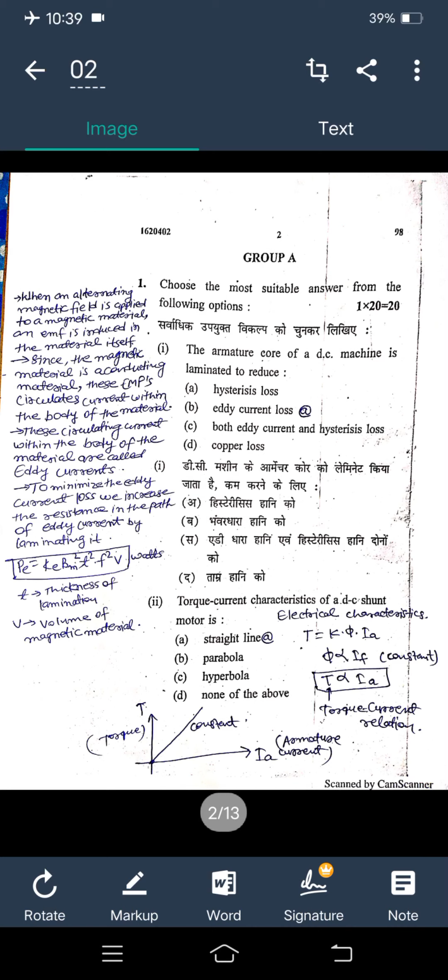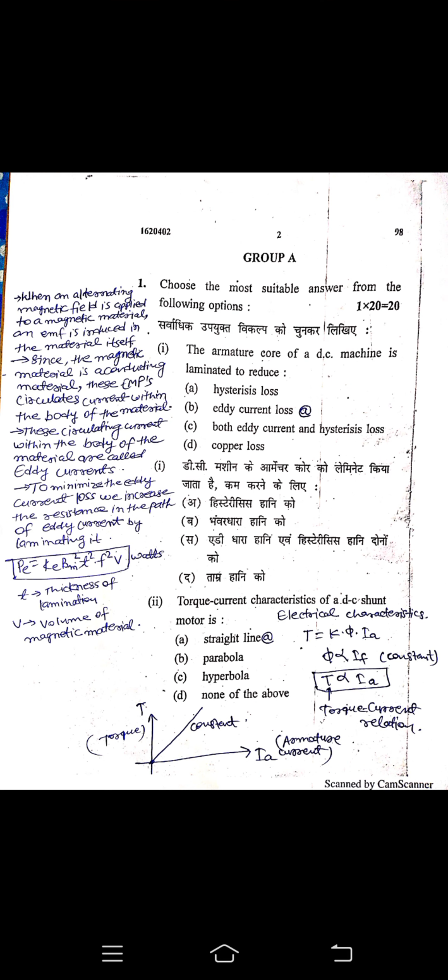Question second, torque current characteristics of a DC shunt motor is. Here the right answer is option A, a straight line, because torque is directly proportional to armature current. Here the graph you will see that T versus IA, for a straight line condition, has a proportionality constant. Here the graph will be a straight line.